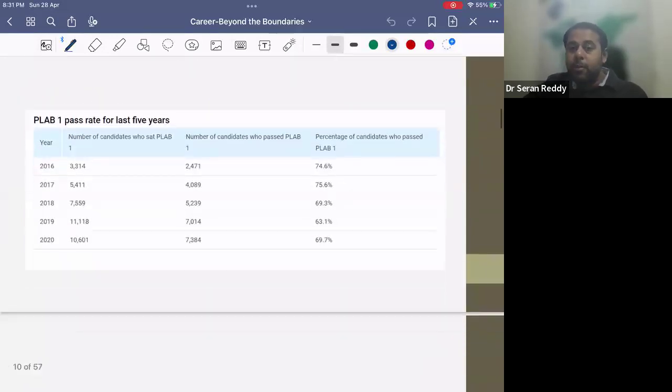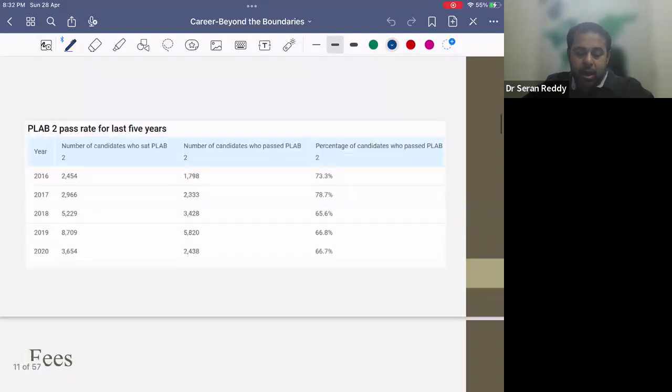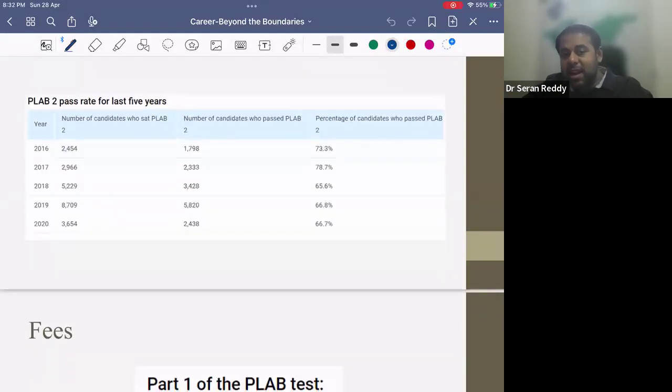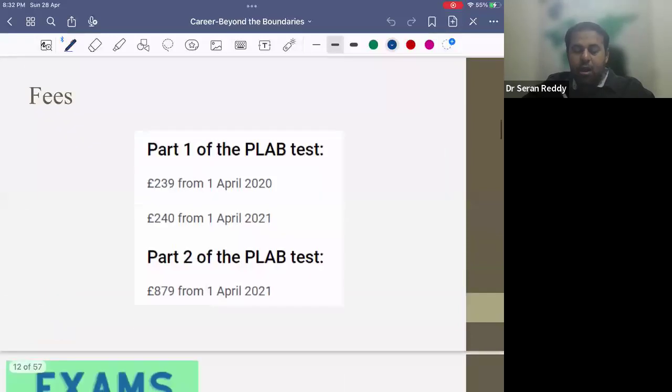The students keep asking, what is the success rate? If you see the stats, it is somewhere between 60 to 75%, depending upon the paper. Earlier the exam used to be conducted twice a year, but since COVID, it is being conducted 4 times a year. PLAB 2 pass rate is slightly higher because it is attempted by those who have successfully cleared PLAB 1. PLAB 1 costs approximately 240 pounds, and part 2 is close to 900 pounds.